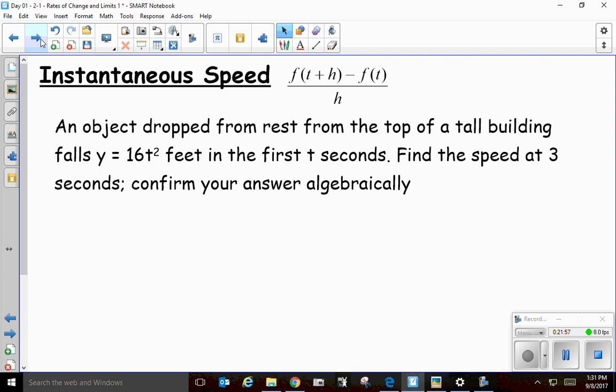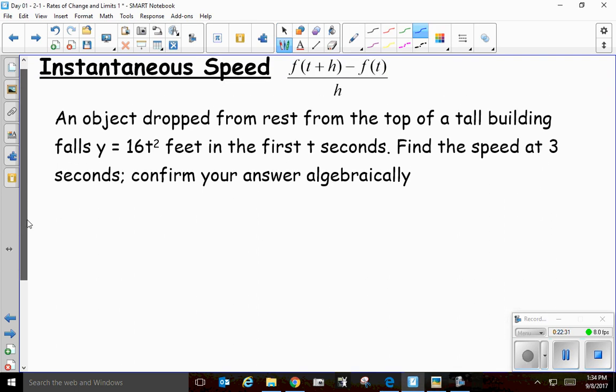This is not average because it doesn't say find the average speed. It doesn't give you 2 times. But it doesn't say instantaneous. So how do you know it's instantaneous? The time is 3 seconds, but they're saying find the speed right at 3 seconds. It doesn't say, what's the average speed from this time to that time? I want the speed right at this moment. That's what tells me it's instantaneous. Good luck.